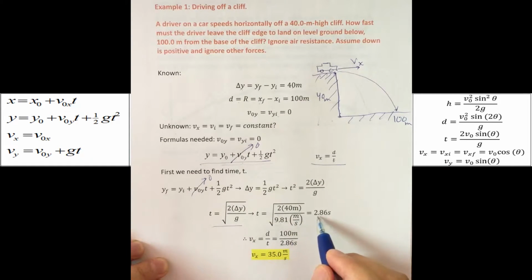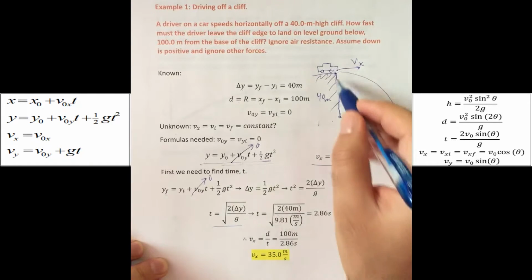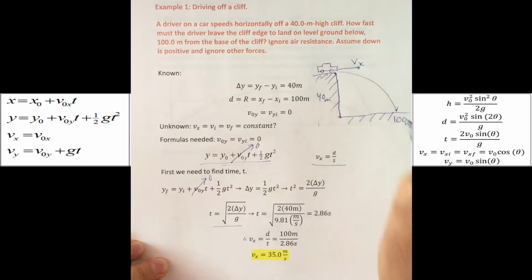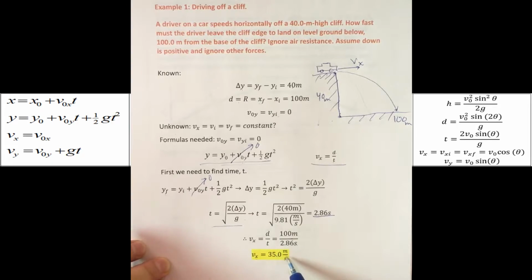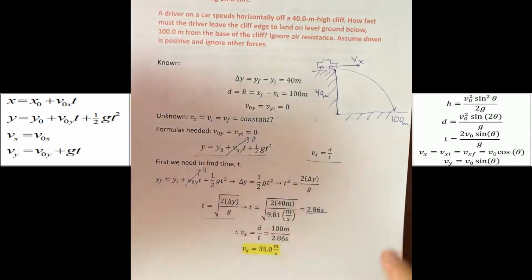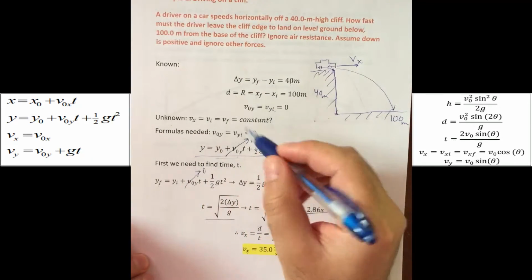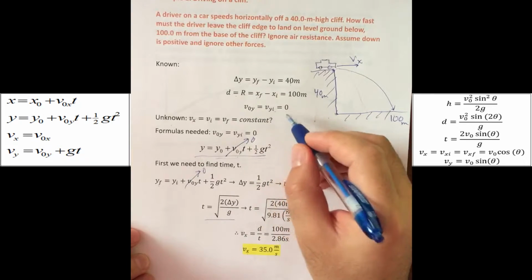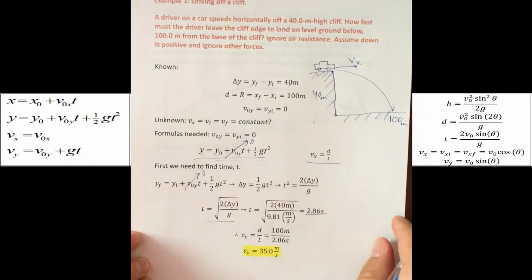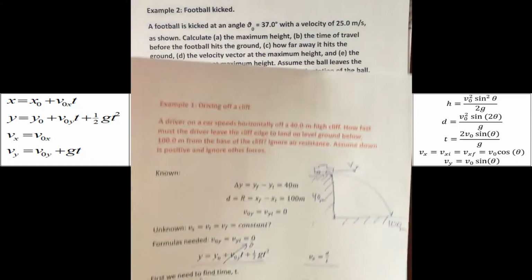Times divided by this, and when you take it, it's 2.86 seconds. So it takes 2.86 seconds to hit 100 meters away from the base. So once you have the time, you substitute it back into this equation. Vx equals d over t, 100 meters divided by 2.86 seconds, you will get Vx equals 35.0 meters per second. So it's just that easy. All you have to do is write the knowns and what you have to assume. When you write everything, then it all becomes easy. You just look at the formulas and see how you can manipulate them.